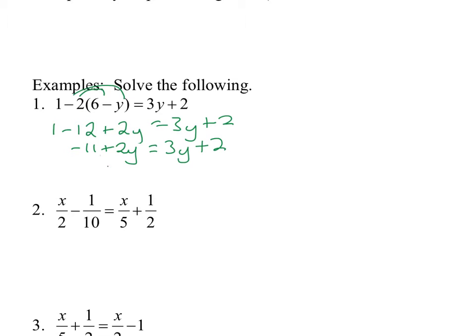All right, I'm going to subtract the 2y because it's the smaller, which moves all the y's to the right-hand side. So I've got to move the number on that side to the other. So I subtract 2 from both sides. I get a negative 13 equals y. So y is negative 13. Now we plug this in for our check.